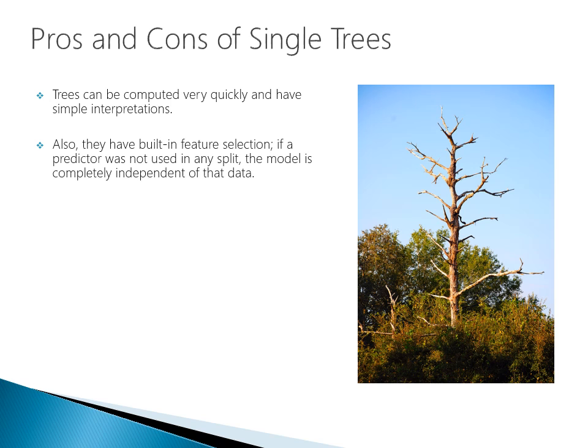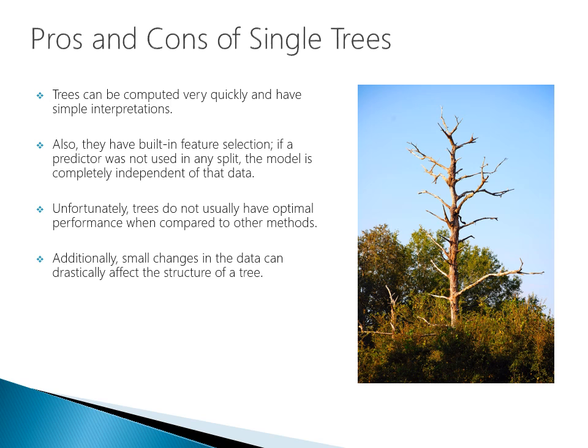They have this built-in feature selection. So if a predictor was not used in any split, then the model is completely independent of that data. That's great. Unfortunately, trees do not usually have optimal performance when compared to other methods. I don't want to say that they're terrible predictive algorithms, but there are just so many other methods that are readily available that outperform decision trees.